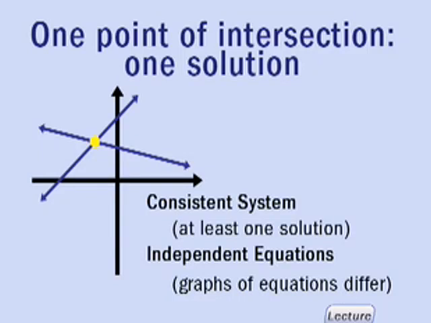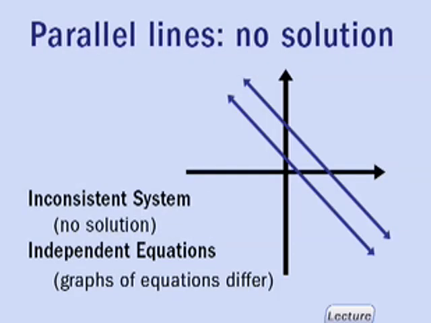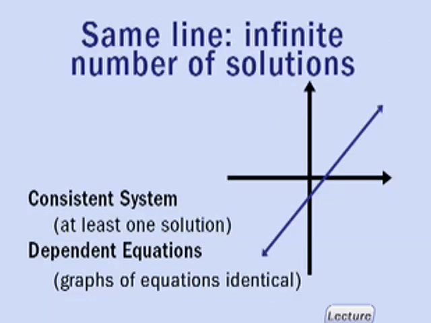So let's review what we talked about while graphing. Here we have two lines with one point of intersection, so the system has one solution. We call it a consistent system, and these are independent equations. Another case is where we have parallel lines, then the system has no solution. We call this an inconsistent system, and the equations are independent equations. Finally, what if we have the same line when we graph the equations in our system?